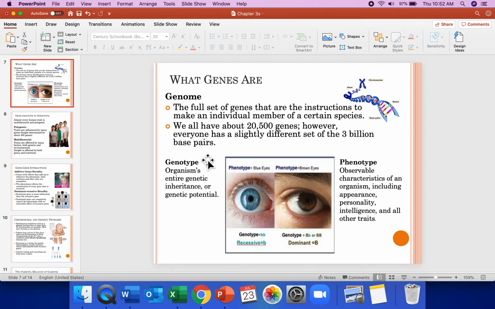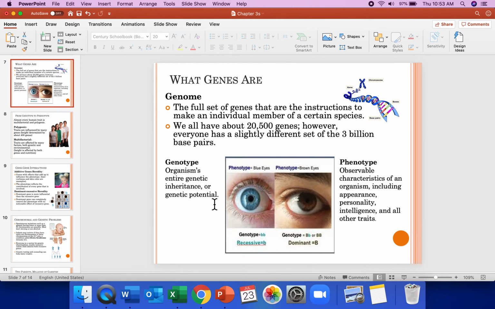We are 99.9% similar in our genetic makeup. That 1% is what makes you completely different than your neighbor, than a person who lives in a different continent. So the similarities amongst us as human beings is enormous. The differences are very minute. All right, another two important terms to keep in mind is the concept of genotype and phenotype.